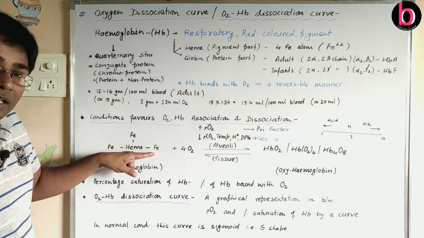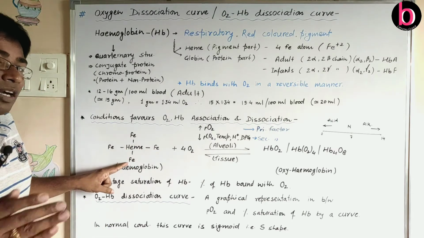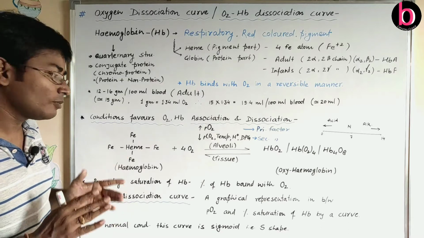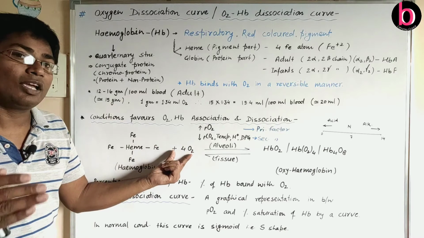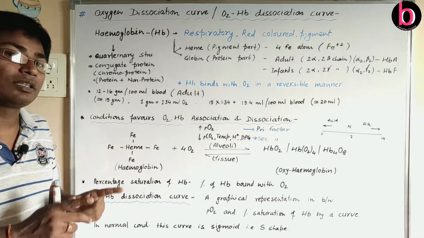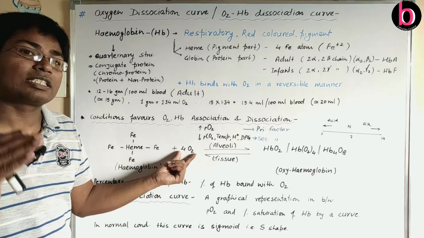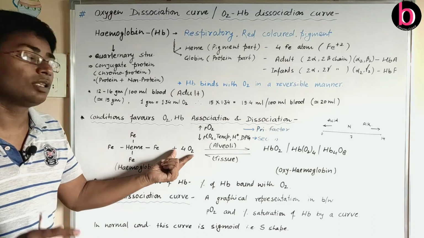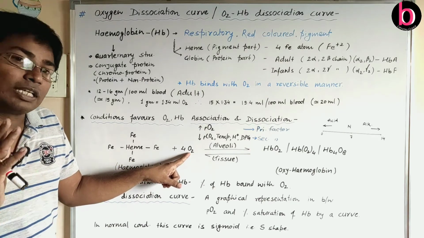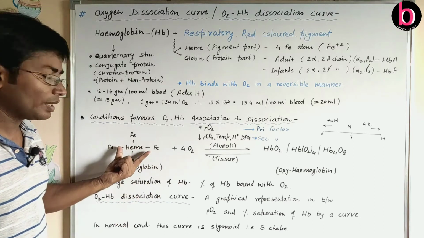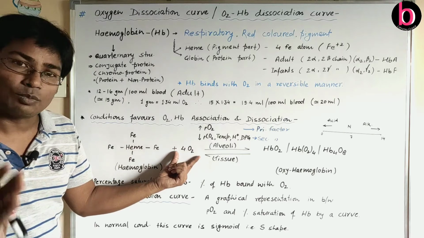How many iron atoms are here? 1, 2, 3, 4. So the number of oxygen molecules will also be 4. How many oxygen atoms are bound with one hemoglobin? In terms of atoms, this is 8. In terms of molecules, this is 4, because each oxygen molecule is made by 2 oxygen atoms. So one hemoglobin molecule can bind a maximum of 4 oxygen molecules.